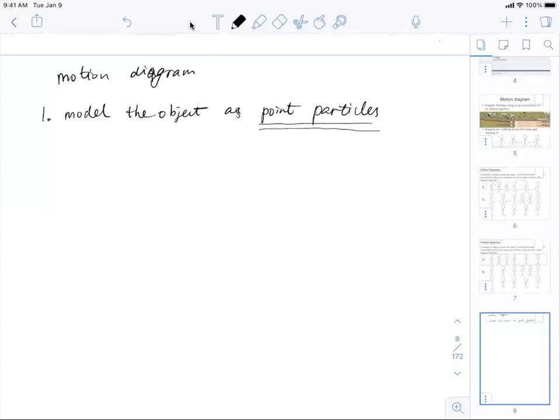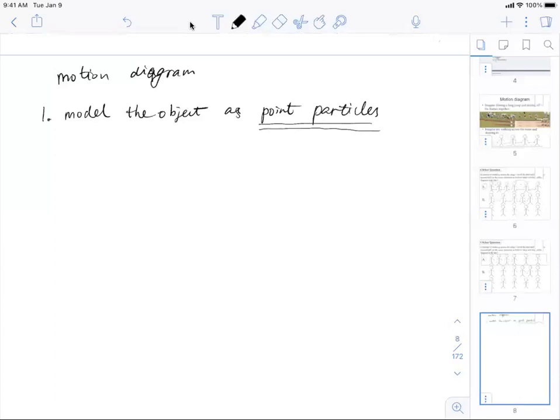So physicists use a lot of models. Modeling simply means that you represent something, you make assumptions to simplify it. So here, modeling the object, a person, a car, or whatever, as a point particle is a point particle model. The reason we can do that is this is a simplification.